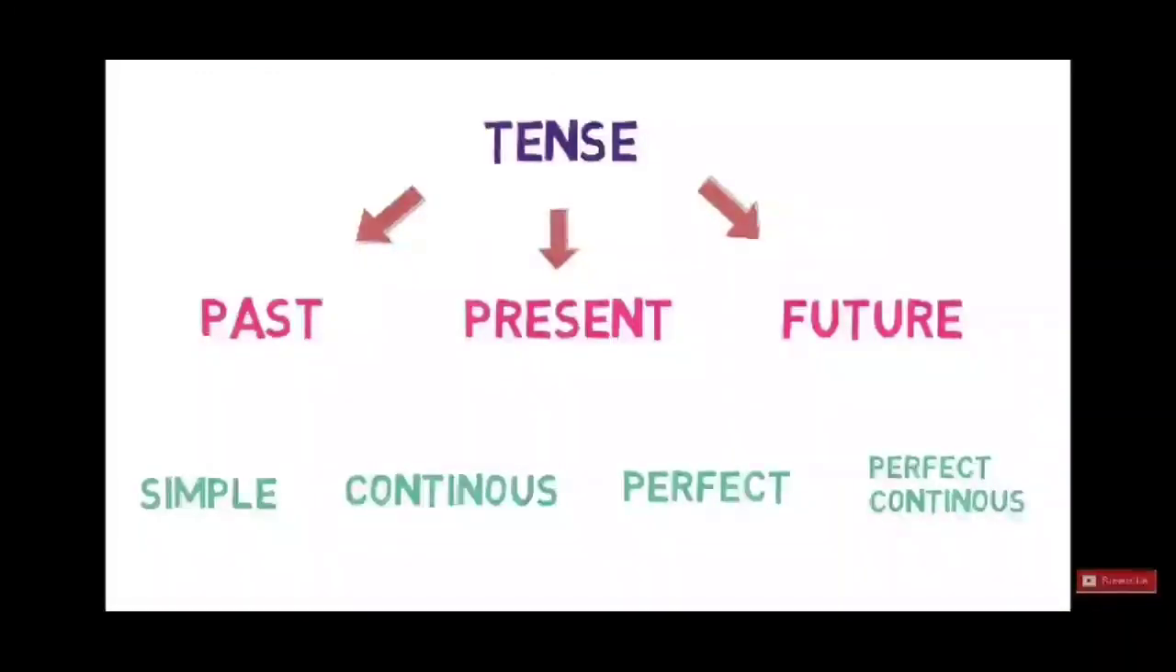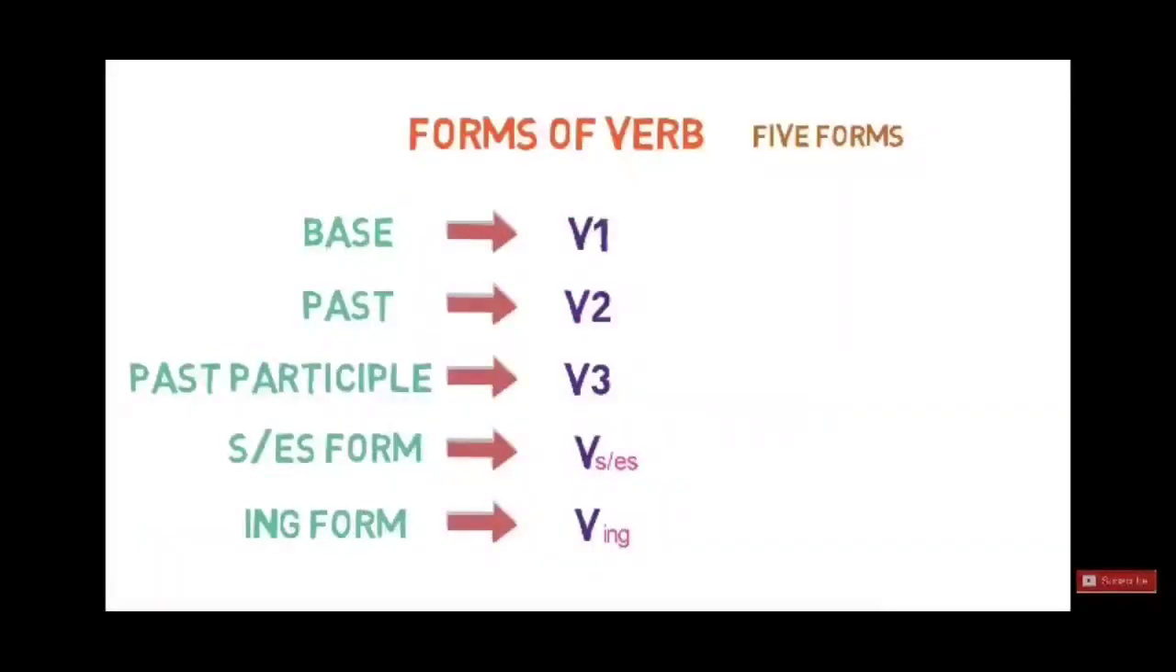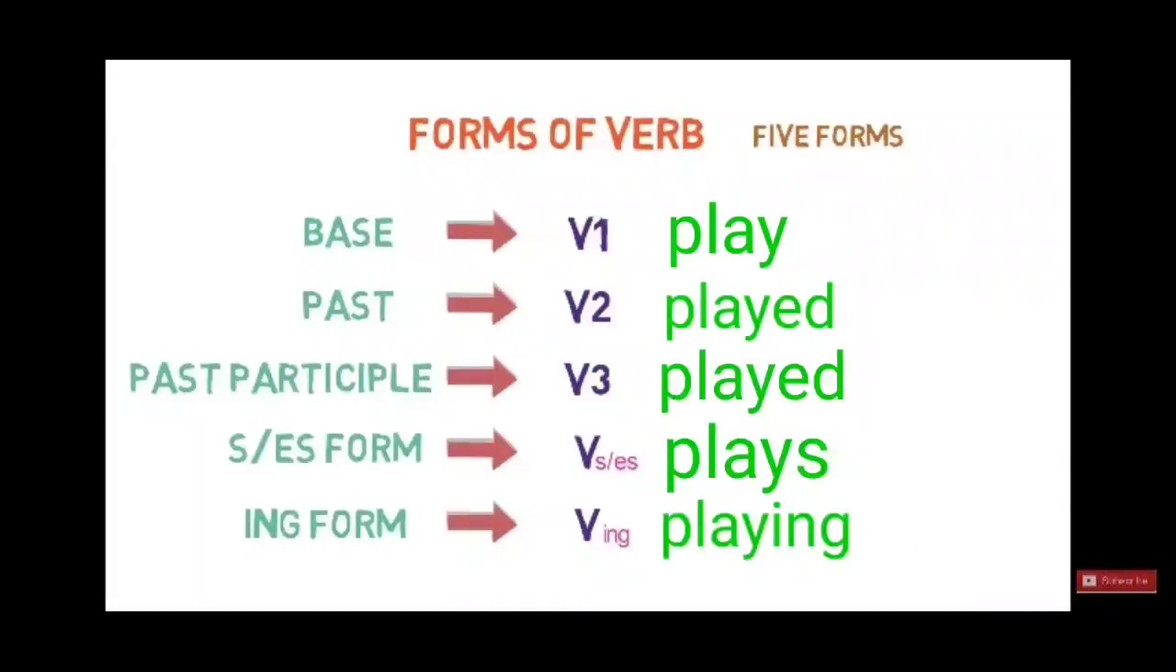There are mainly three types of tenses, that is past, present and future, and each of these tenses is further divided into four kinds of tenses. That is simple, continuous, perfect and perfect continuous for each case. So there are five forms of verb: base, past, past participle, s or es form and ing form. For example, in base form play, past played, past participle also played, es or s form plays and ing form. You will know about their uses later in the video.